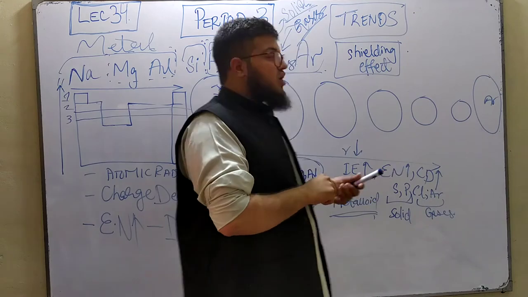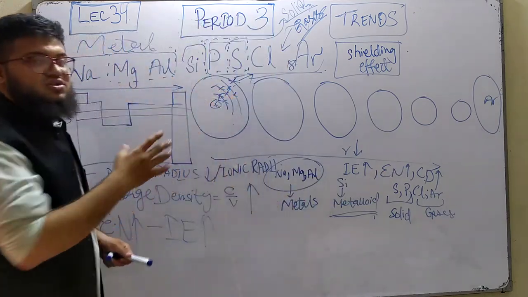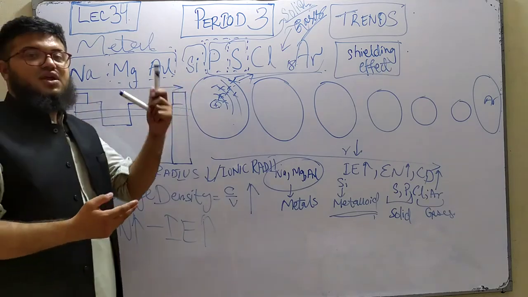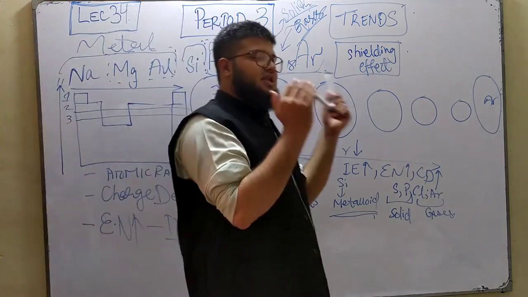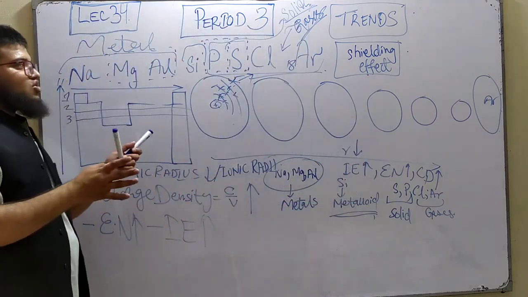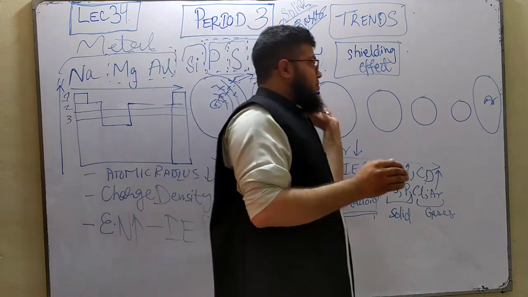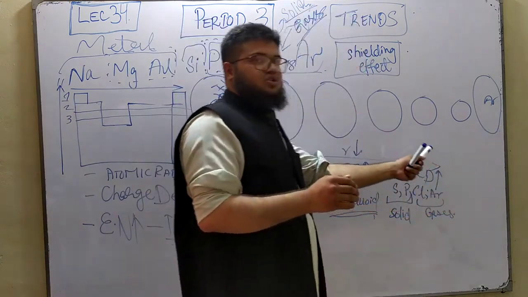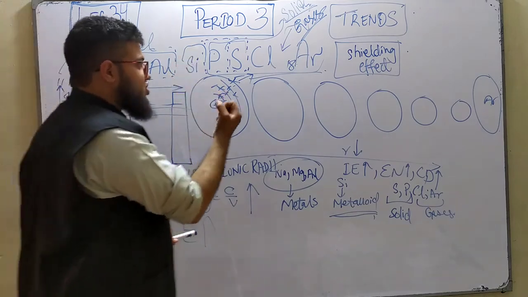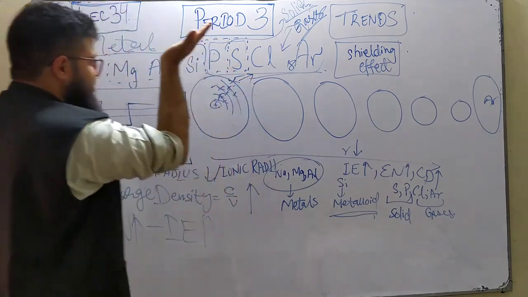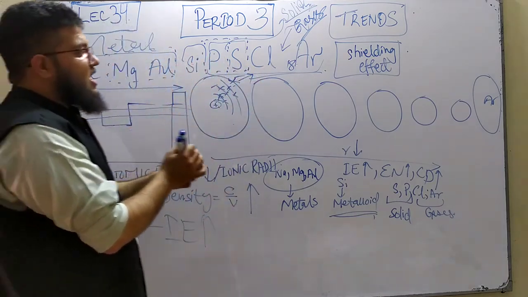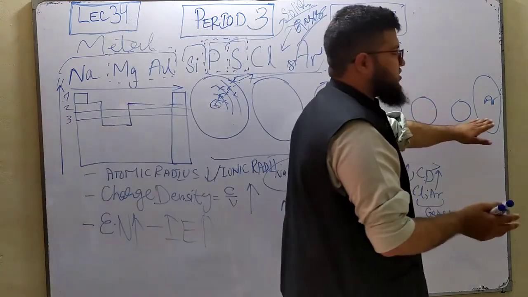Now as we go across the period, the number of inner shell electrons is constant. You've got a total of 3 shells in every element of period 3, because the number of shells in an element is the same as its period number. So the shielding effect is constant, but the proton number is gradually increasing across the period, meaning the nuclear charge, the nuclear attraction, is increasing. Therefore the outer shell electrons are more tightly attracted to the nucleus, and the radius shrinks as we go across the period.